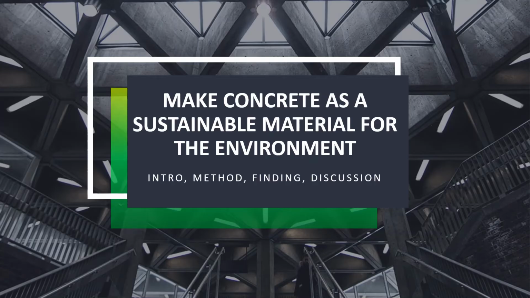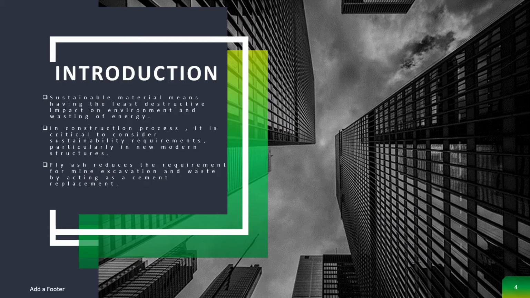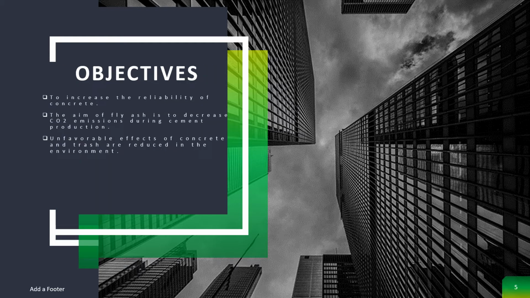For my part, I will explain making concrete a sustainable material for the environment. For the introduction, sustainable material means having the least destructive impact on the environment and wasting of energy. In the construction process, it is critical to consider sustainability requirements, particularly in new modern structures. Fly ash reduces the requirement for mine excavation and waste by acting as a cement replacement. The objective is to increase the reliability of concrete. The aim of fly ash is to decrease carbon dioxide emission during cement production. And last, the unfavorable effects of concrete and trash in the environment are reduced.